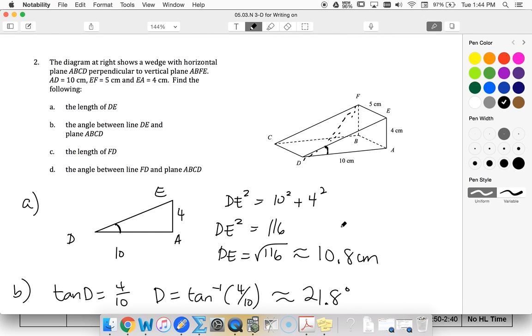All right. Now we want the angle between the line FD, so my line FD that we just found, and the plane. So if I want to find FD and the plane, I want to make a right triangle. I can come down from B and then connect that way. So now I'm looking at triangle FBD.